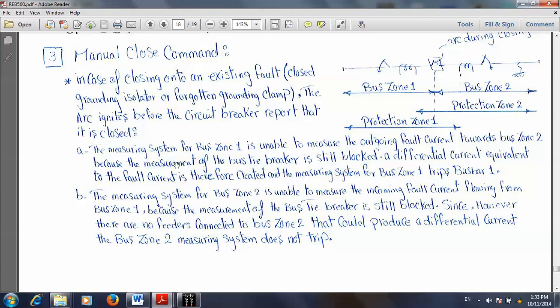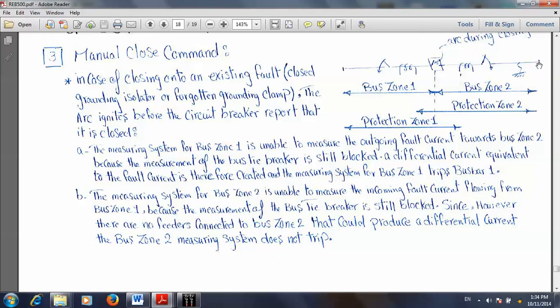So he's telling you here, the arc ignites before the circuit breaker reports it is closed. The measuring system for bus zone 1 is unable to measure the outgoing fault current toward this bus zone 2 because the measurement of the bus tie breaker is still blocked. Hence, a differential current equivalent to the fault current is created, and the measuring system for bus zone 1 trips busbar 1.